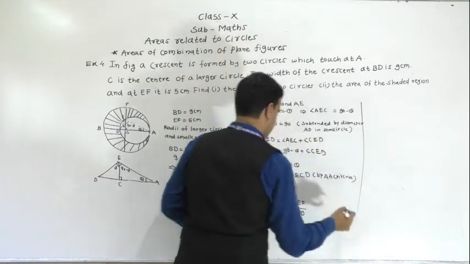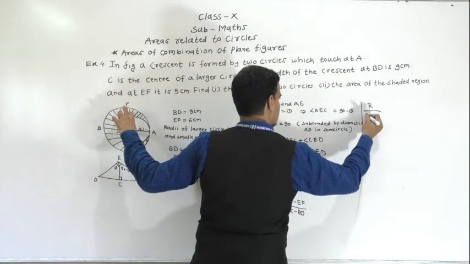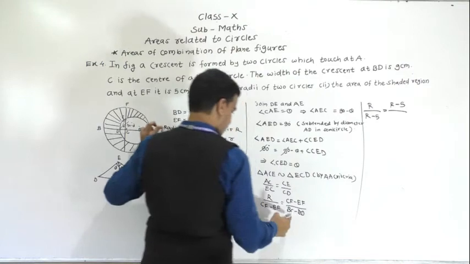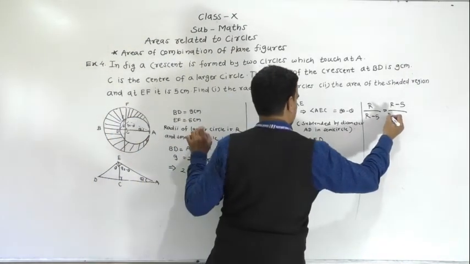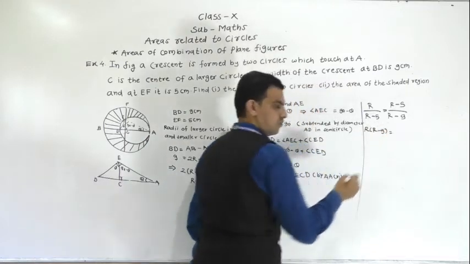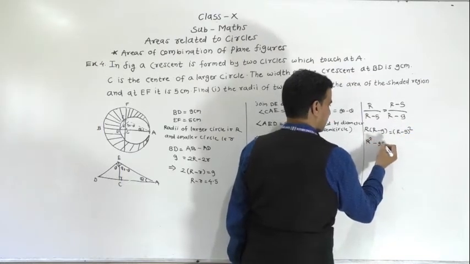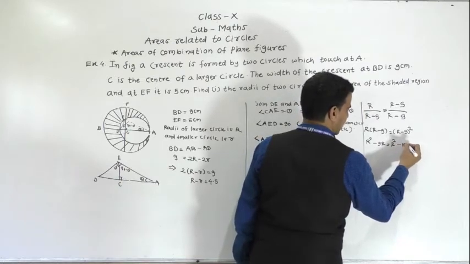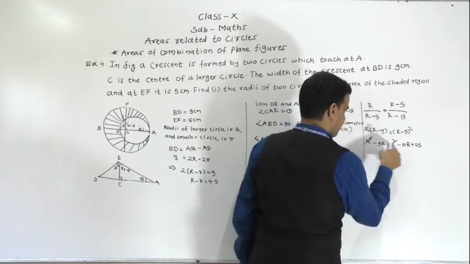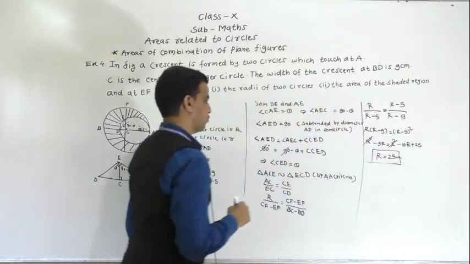Now if we simplify this, we put the value R upon CF minus EF, where CF is capital R, minus EF is 5 centimeter given, so R minus 5. Here again the same, R minus 5 divided by BC minus BD. BC is capital R, minus BD is given 9, so R minus 9. So we get R into R minus 9 is equal to R minus 5 into R minus 5, that is R minus 5 squared. So R squared minus 9R is equal to R squared minus 10R plus 25. This R squared and this R squared cancel. Minus 9R plus 10R, that is R is equal to 25 centimeter.